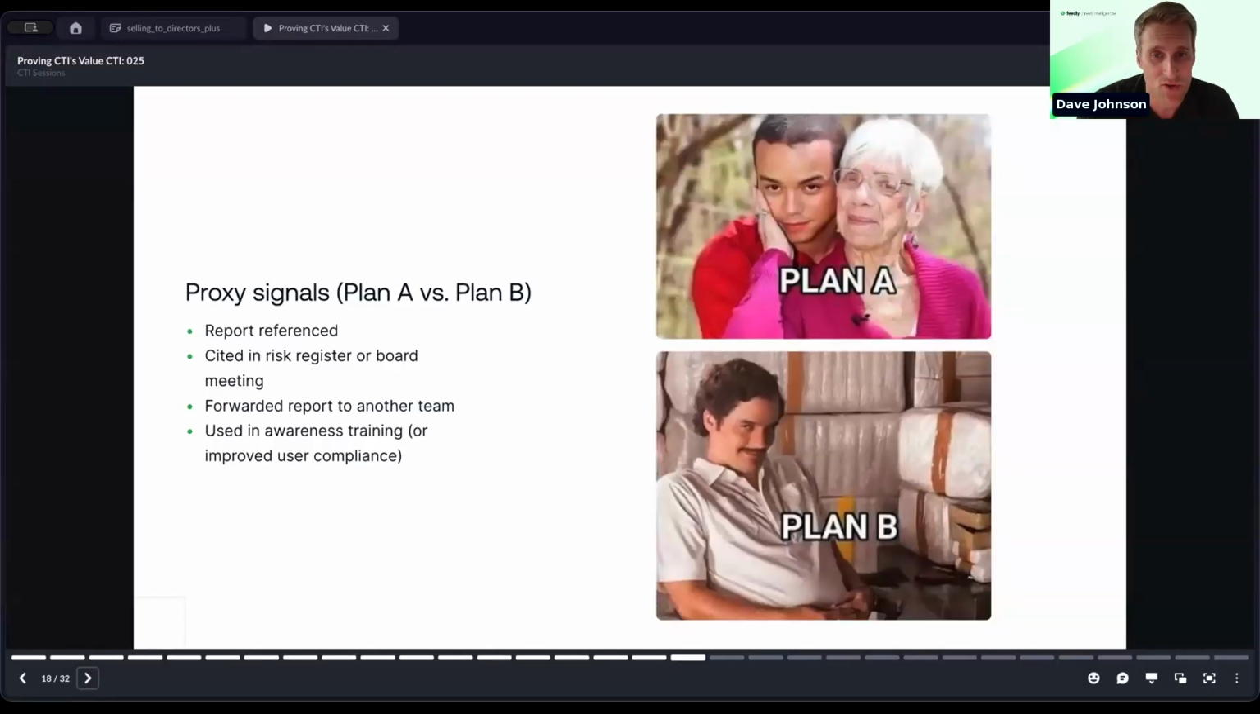And I mentioned this a little bit before, but sometimes you have plan A and then you have to go to plan B. It's really hard to measure feedback, right?